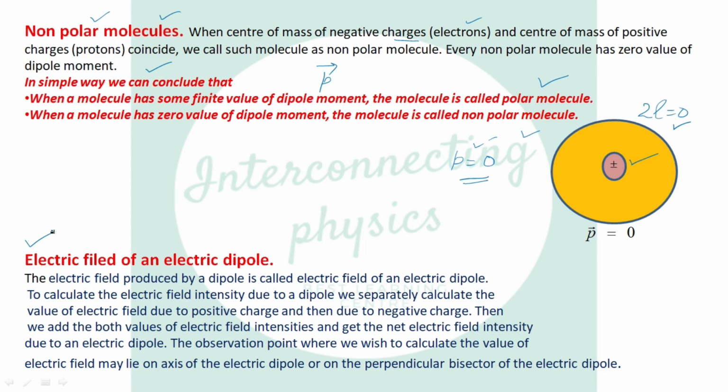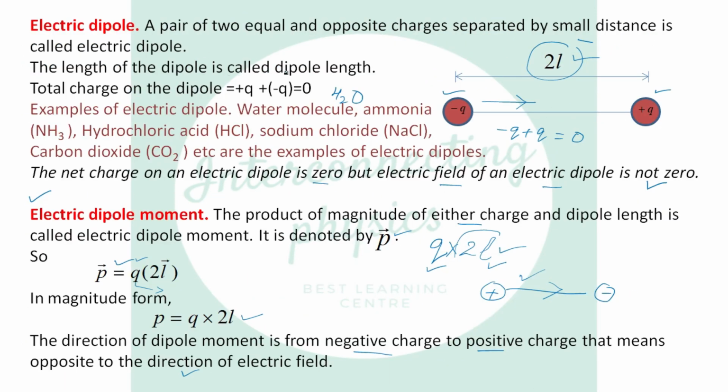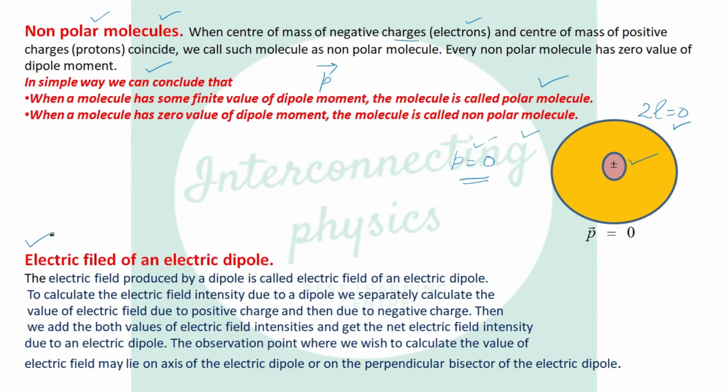Now, electric field of an electric dipole. We already said the net charge of the electric dipole is 0, but the electric field of an electric dipole is not 0. So what is the electric field of an electric dipole? The electric field produced by a dipole is called the electric field of an electric dipole.